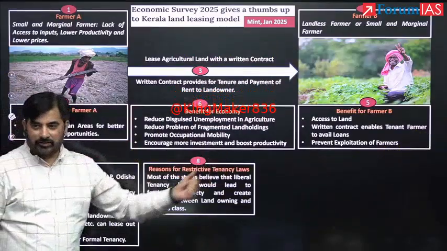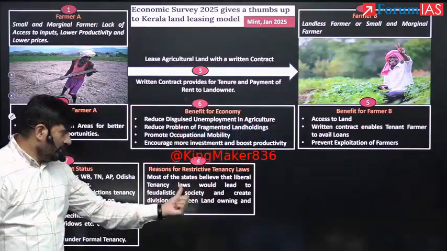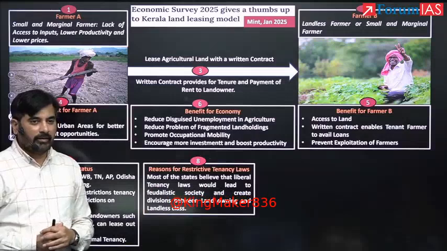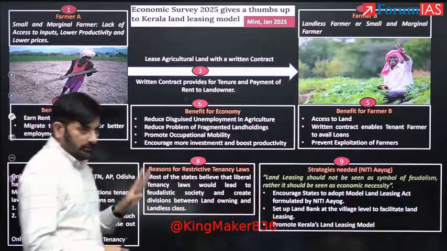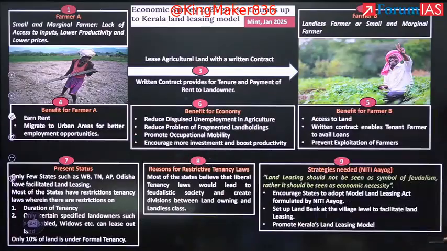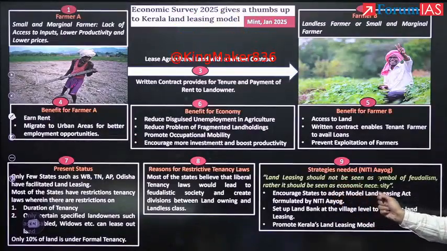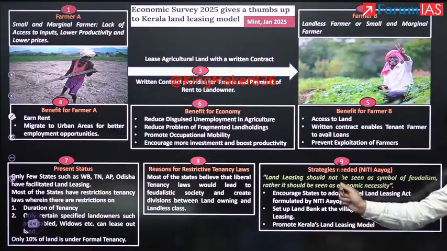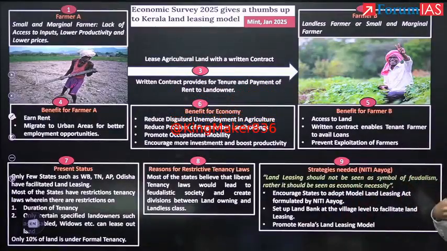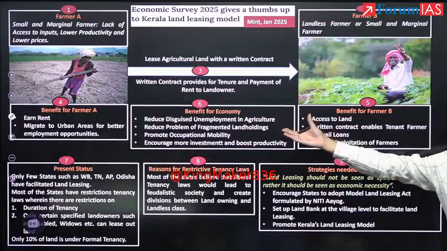So you can see the reasons for restrictive tenancy law. Most of the states believe that liberal tenancy laws would lead to a feudalistic society and create divisions between the land owning and the landless class. To address this, Niti Aayog has made a very wonderful statement. Look at this statement. I found this statement to be very good. Leasing should not be seen as a symbol of feudalism. Rather, it should be seen as what? Economic necessity. Can I say, economic necessity demands that we should legalize tenancy. We should not see it as a symbol of feudalism.